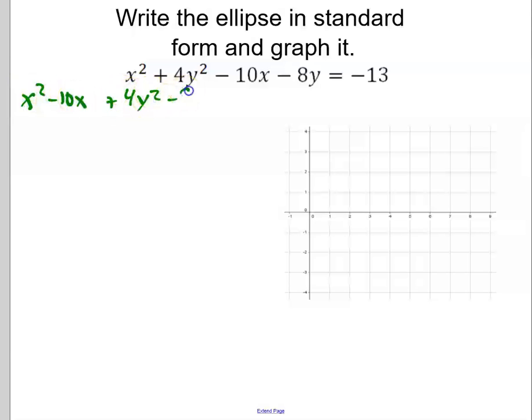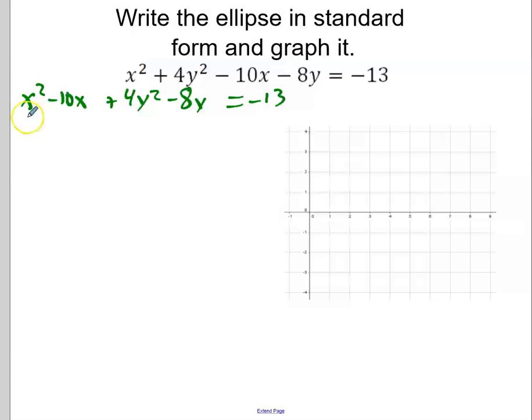So 4y squared minus 8y. And then make sure that your constant term is on the other side of the equation. In this case, it's already there. So in that regard, we're already good. But just make sure of that every time.